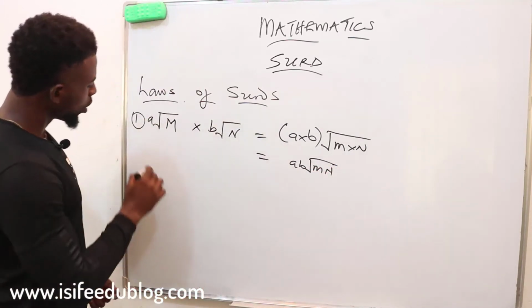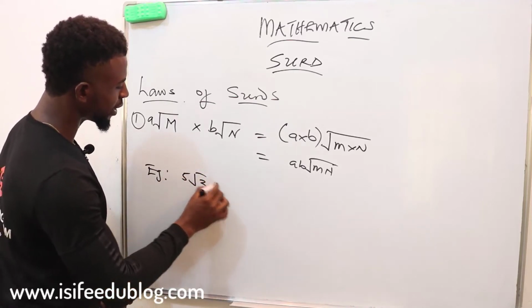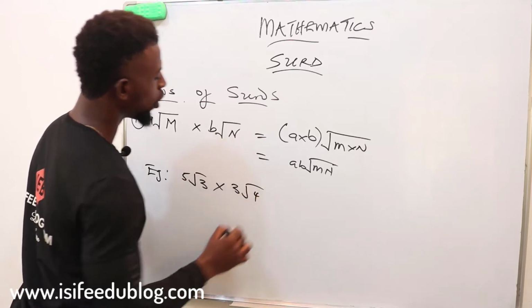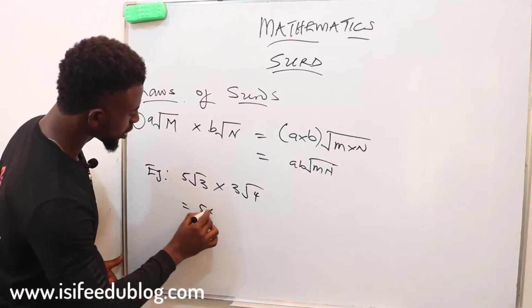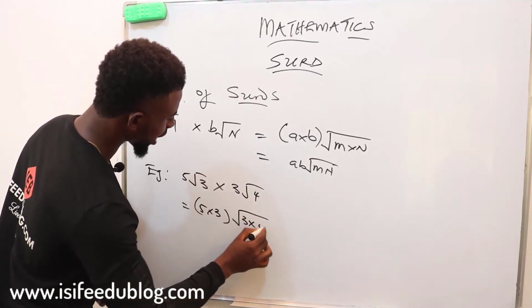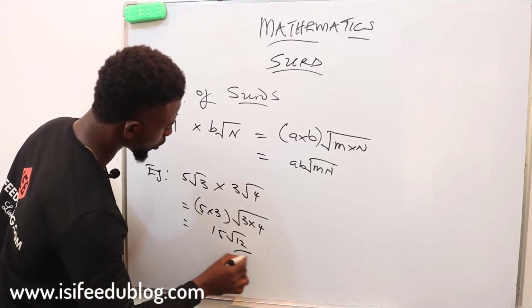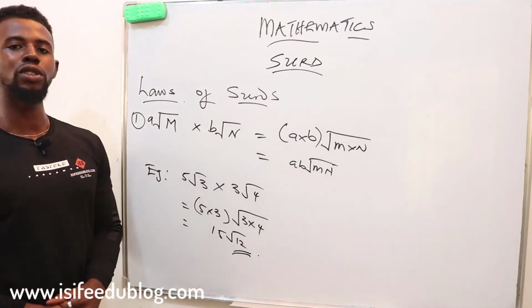Okay, so it means that if I have a root 3 times b root 4, now from our first law it tells us that the solution to this is a times b, then root 3 times 4. For example, 5 root 3 times 3 root 4 is equal to 15 root 12. So basically, this is what our first law tells us.